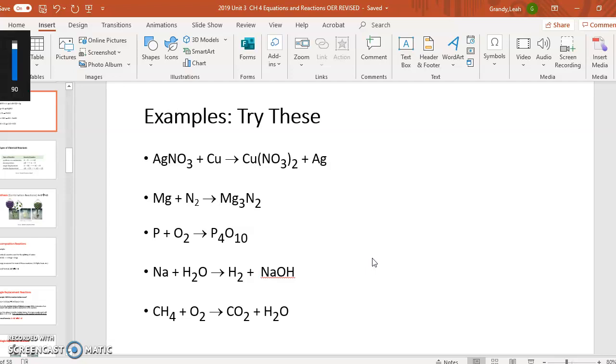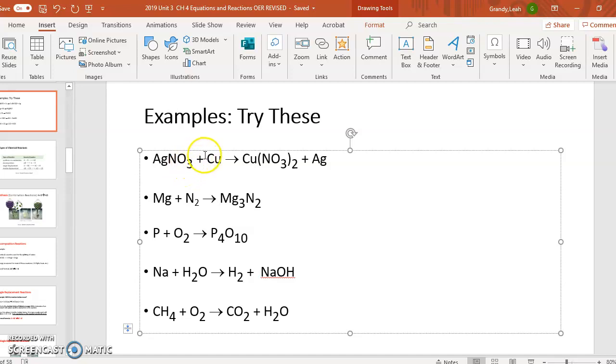I'm going to continue on with these few examples I left you with to try. So let's just do maybe 2 of them here. Let's look at this first example. We've got silver nitrate reacting with copper, making copper nitrate plus silver. So we're going to do a tally to start.